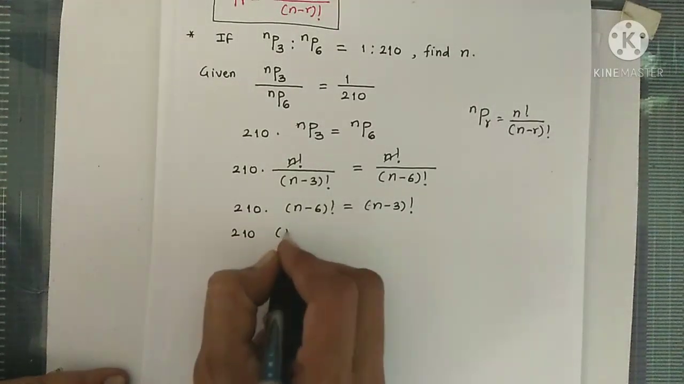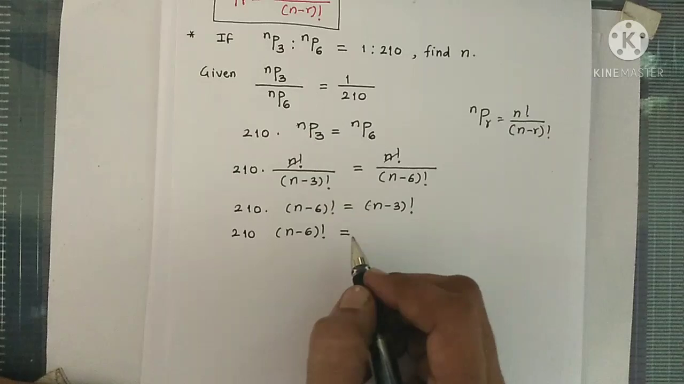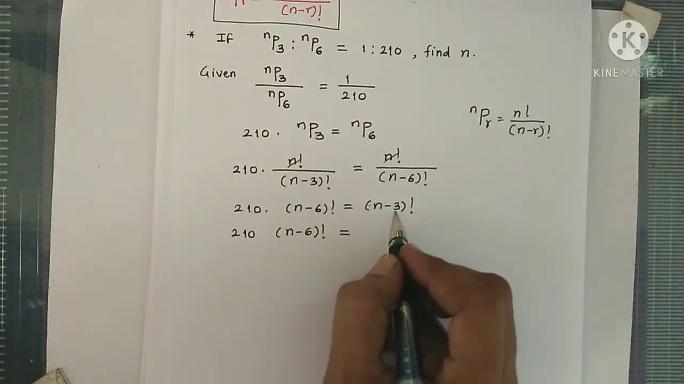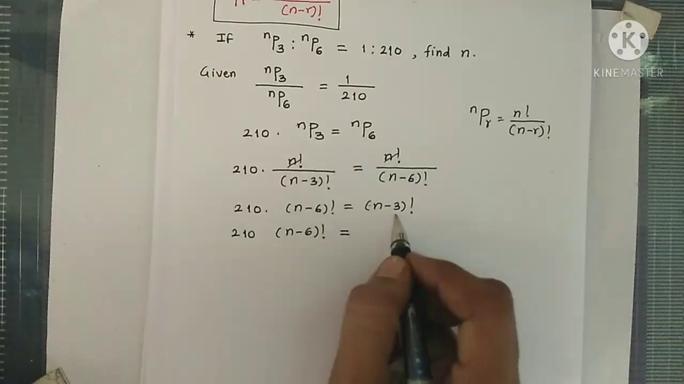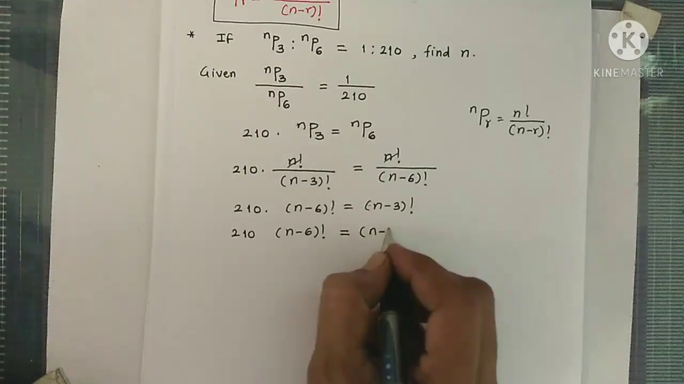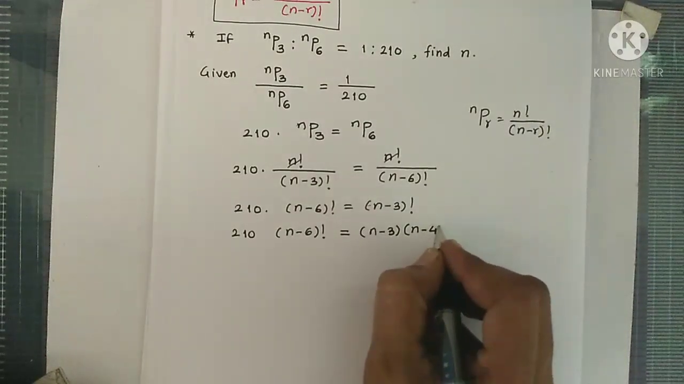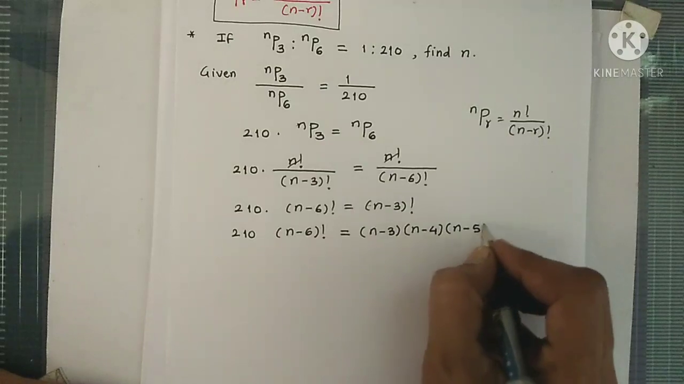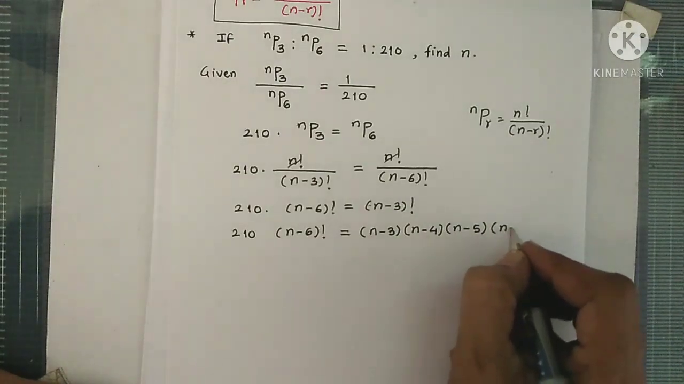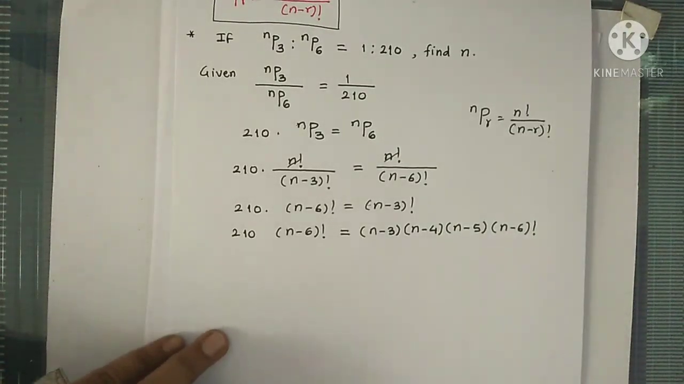210 into (n minus 6) factorial as it is. Now n minus 3 is greater than n minus 6, as we are subtracting a smaller number from n compared with n minus 6. Here we are subtracting a larger number, so the result becomes smaller. So we can write (n minus 3) factorial in terms of (n minus 6) factorial. Subtracting 1 we get n minus 4, then n minus 4 minus 1 becomes n minus 5, and the next one is n minus 5 minus 1, that is (n minus 6) factorial.